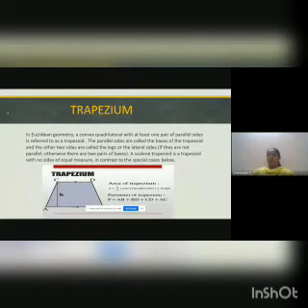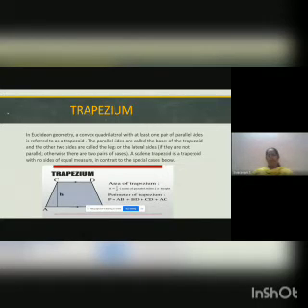Next, this is a trapezium. This is a convex quadrilateral with at least one pair of parallel sides. So the parallel sides are called the bases of a trapezoid and the other two sides are called legs or lateral sides. In a trapezium, the area of a trapezium is half into sum of the parallel sides into height. What is the area of a trapezium, children? Half into sum of parallel sides into height.